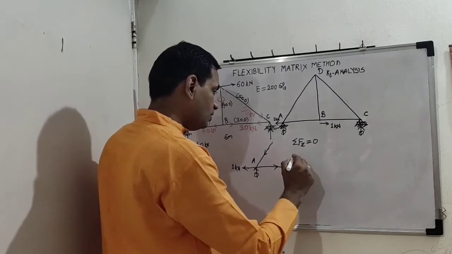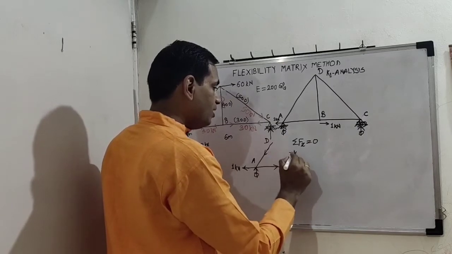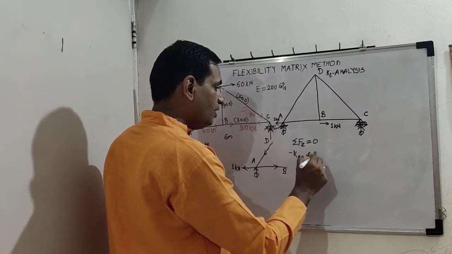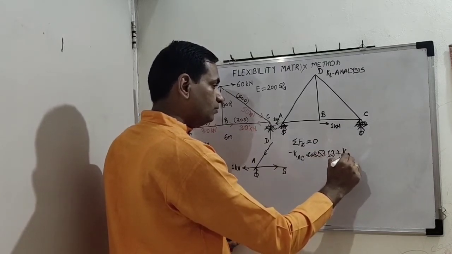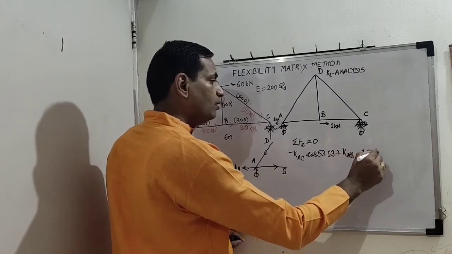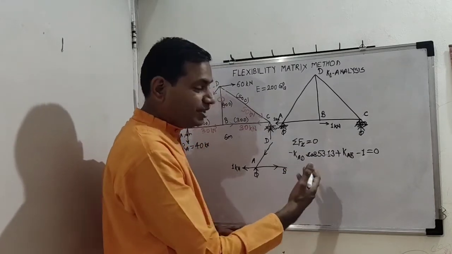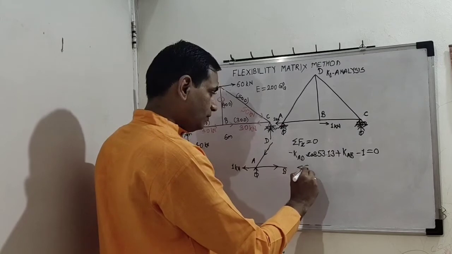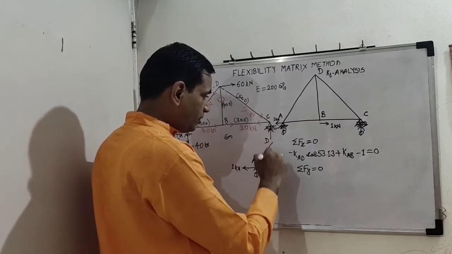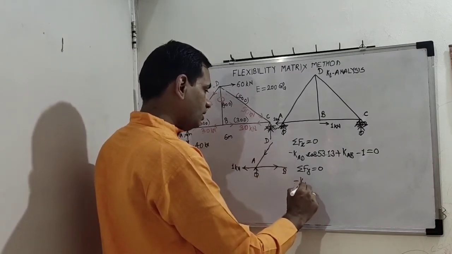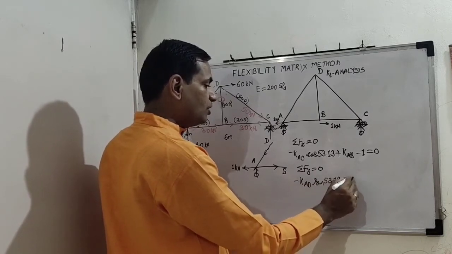So this is going to give us force K in AD. So minus K AD cos of 53.13 plus K AB minus 1 is equal to 0. There are two unknowns, so we need a second condition. Summation Fy is equal to 0. This vertical reaction is 0. This vertical component minus K AD sine of 53.13 is equal to 0.